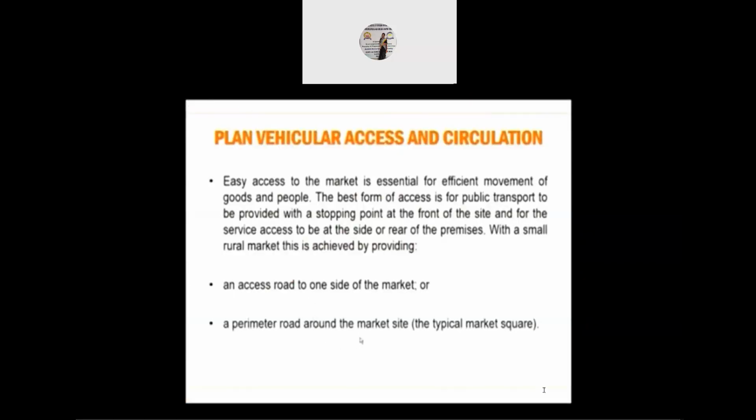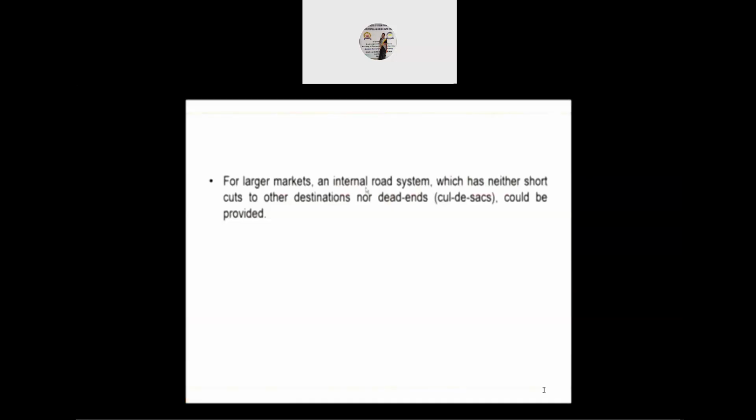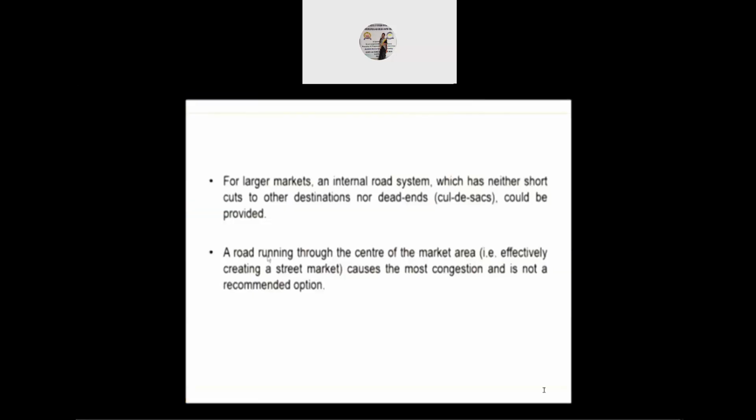A perimeter road around the market site, the typical market square. So if you have a back road which can be used completely for services, it is easier and it does not interfere with the public movement. For a large market, an internal road system which has neither shortcuts to other destinations nor dead ends, that is cul-de-sacs, could be provided. So if it is a large market, we should also be prepared to make a plan for internal roading systems. A road running through the center of the market area, effectively creating a market street, causes the most congestion, and it is not a recommended option.